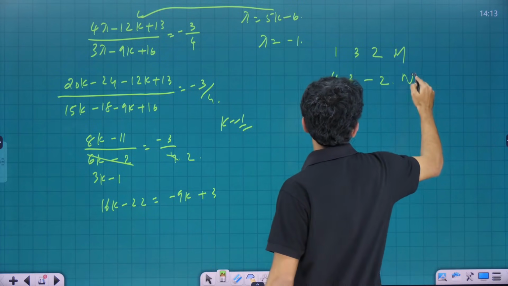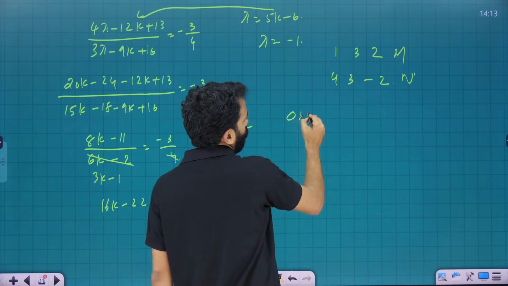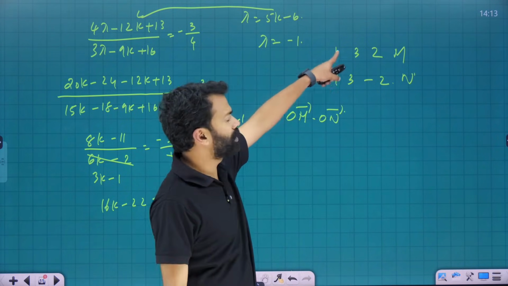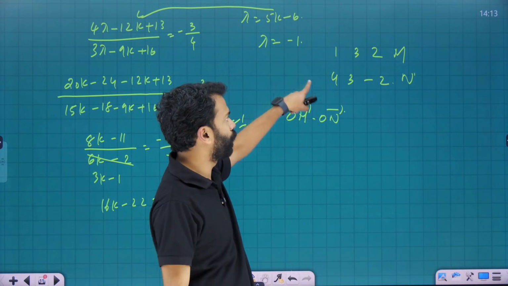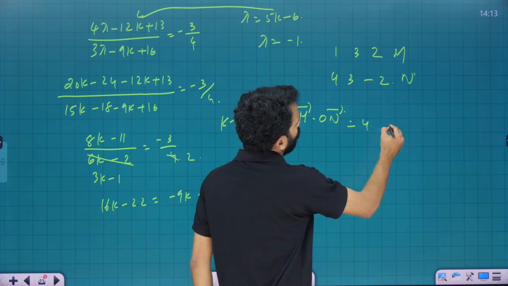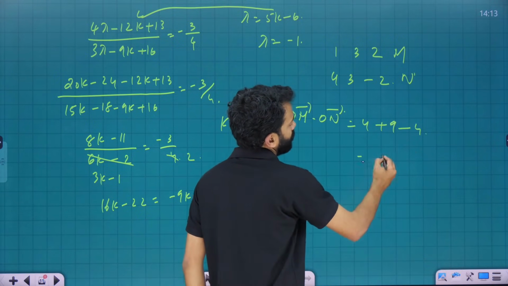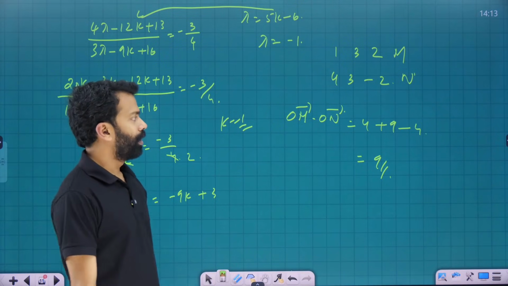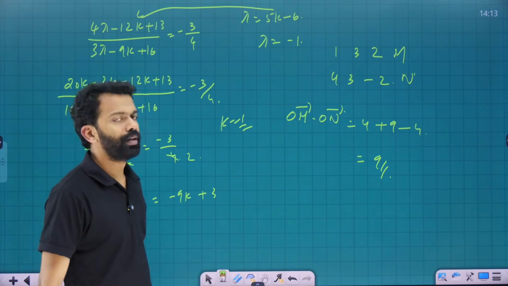This is m and this is n. So vector OM dot vector ON. Vector OM will be i plus 3j plus 2k and ON will be 4i plus 3j minus 2k. OM dot ON will be 4 plus 9 minus 4, that is 9. Easy question. I hope you got the idea here.